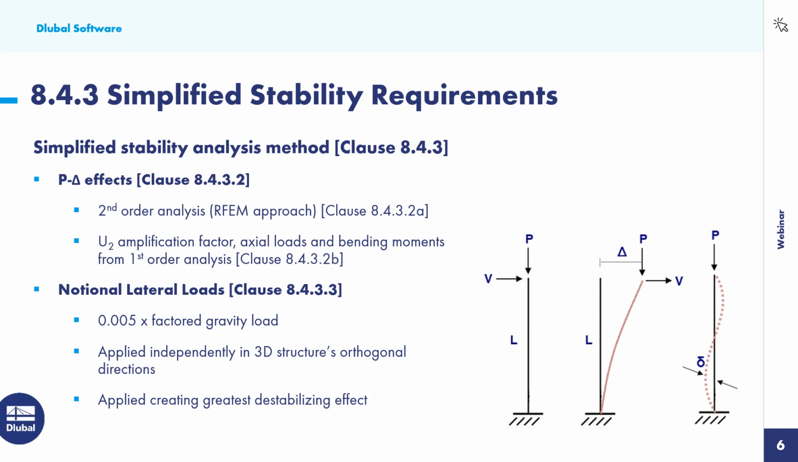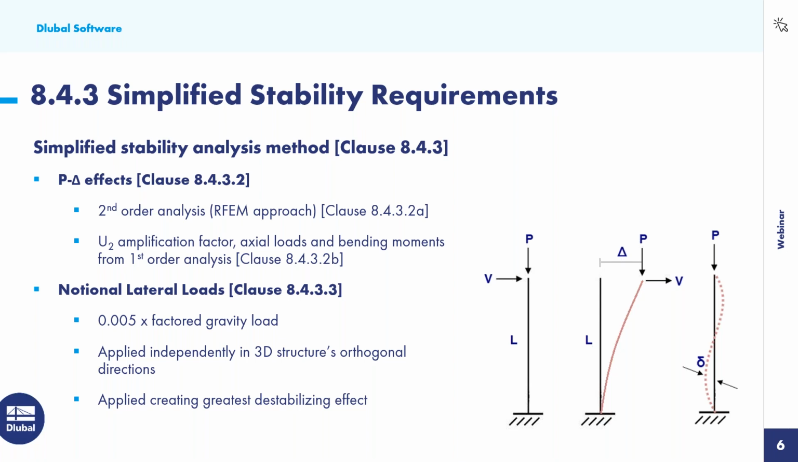And this method, again, is given in 8.4.3. The first requirement is P delta effects. This is explained further in 8.4.3.2, and we have two options to consider these second order effects. The first is simply a second order analysis, and we saw back in RFEM for our load combinations as well as what we set under the design situation that all of those load combinations will automatically be solved for according to second order. So this is certainly our approach here.